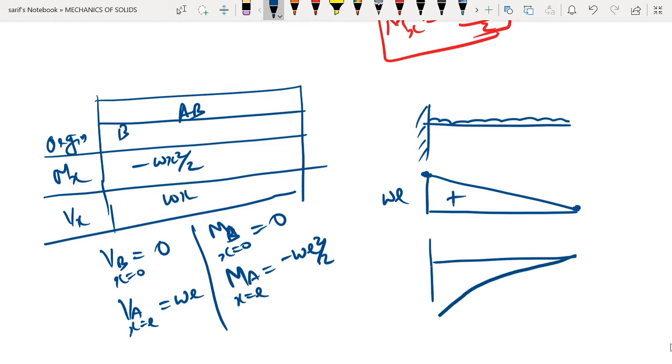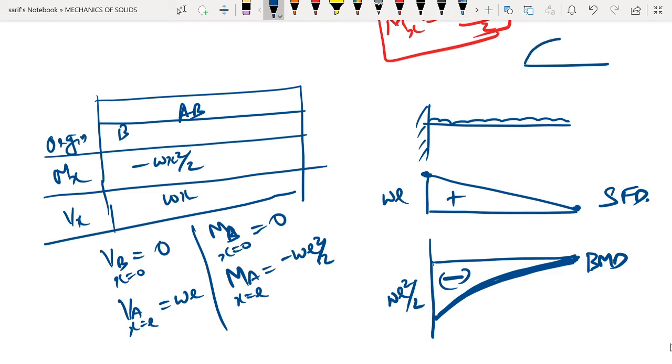So basically, the diagram would be something like this. It is going to be an inverse parabola, and the magnitude here will be WL square by 2. So this will be the bending moment diagram, and this would be the shear force diagram. I hope this idea is clear.